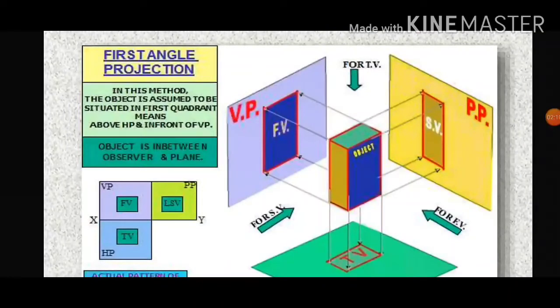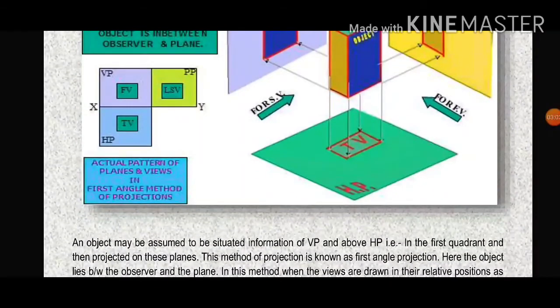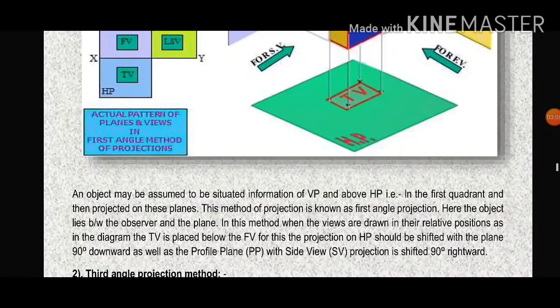In first angle projection, the object is assumed to be situated in the first quadrant, meaning above HP, the horizontal plane, and in front of VP, the vertical plane. The object lies between the observer and the plane. This is the actual pattern of planes and views in the first angle projection method.